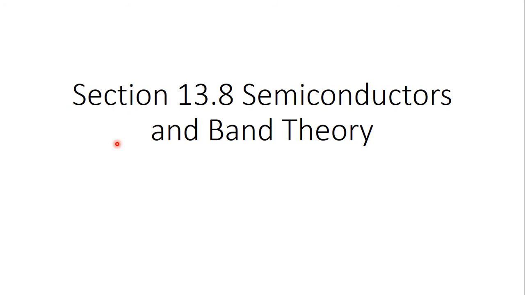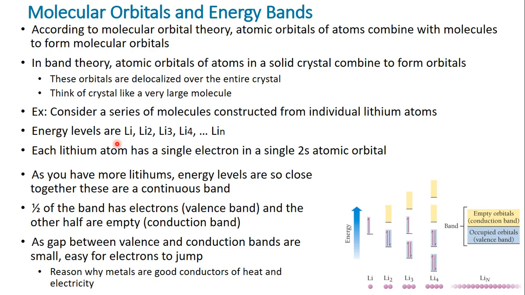In this video, we're going to talk about semiconductors and band theory. To understand how semiconductors work, we have to think back to molecular orbital theory, and that was all the way back in Gen Chem 1. In molecular orbital theory, when atoms bond, their electron orbitals overlap, and that's how you form bonds and molecules.